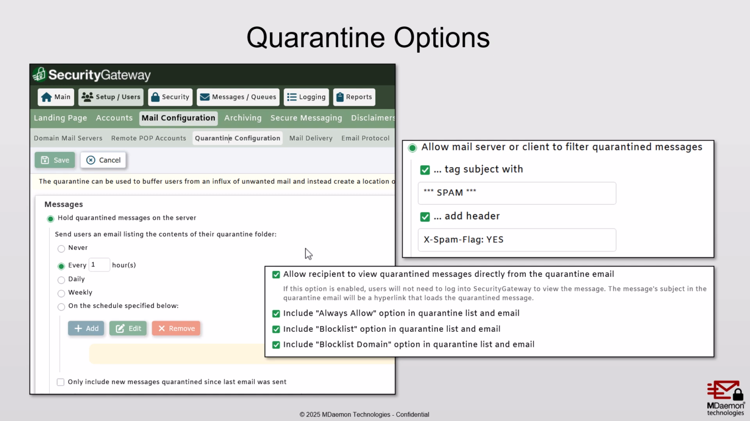Security Gateway includes quarantine options under the Setup, Users, Mail Configuration, Quarantine Configuration menu. You can choose to hold quarantine messages on the server and then optionally send users an email listing the contents of their quarantine at regular intervals, say every 1 hour, every 4 hours.